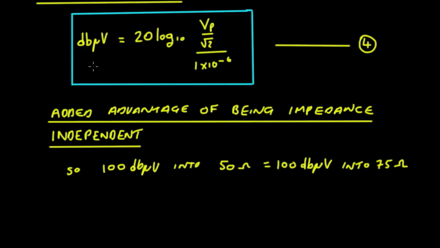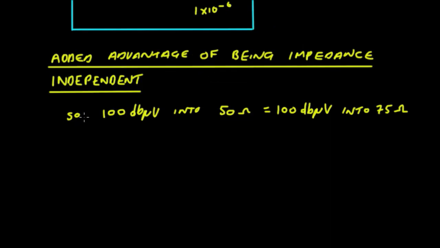So we could also write the absolute power in terms of a voltage. In terms of voltage, it's going to be 20 log to the base 10 over peak divided by root 2, so that's our RMS voltage, divided by, in this case it's microvolts, so it's 1 times 10 to the minus 6. Now this has the added advantage that it's impedance, the input resistance, independent. There's no resistance in this term here. So 100 dB microvolts into a 50 ohm load is equal to 100 dB microvolts into a 75 ohm load.